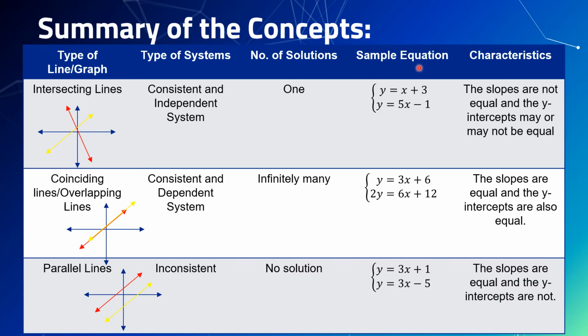Let's say for instance, we have a sample equation here, y is equal to x plus 3, and y is equal to 5x minus 1. The characteristics of this one: two lines will intersect if their slopes are different, while the y-intercepts can be equal also. As long as their slopes are different, these two lines will intersect.